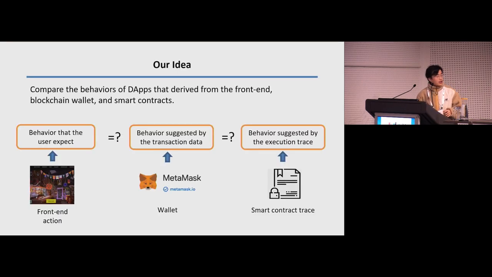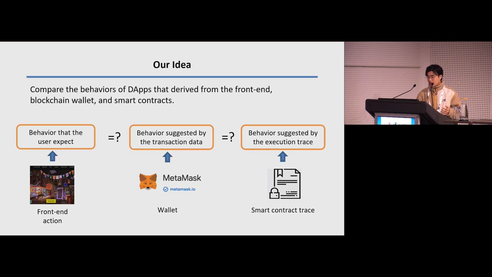So let's talk about our ideas. Our key idea is to compare the behaviors of DApps derived from three information sources, that is the front end, the blockchain wallet, and smart contracts. And our idea is simple and straightforward.